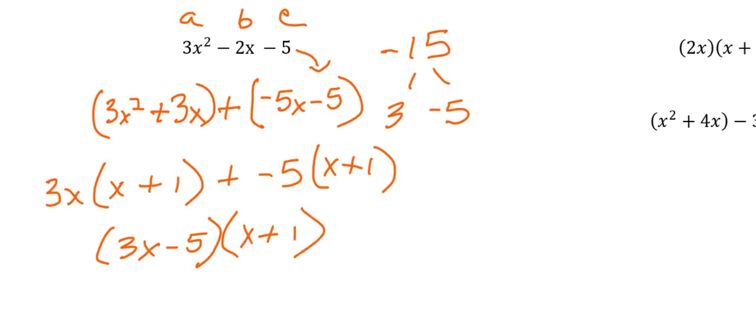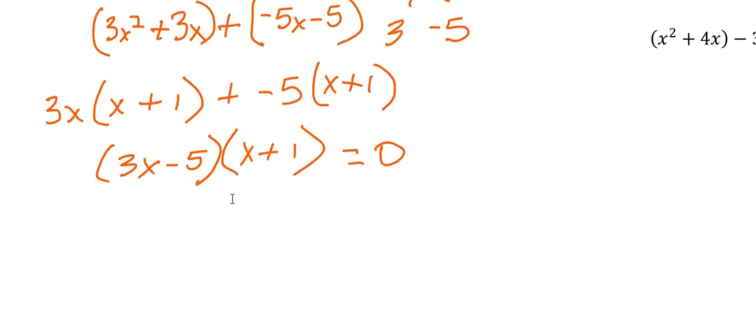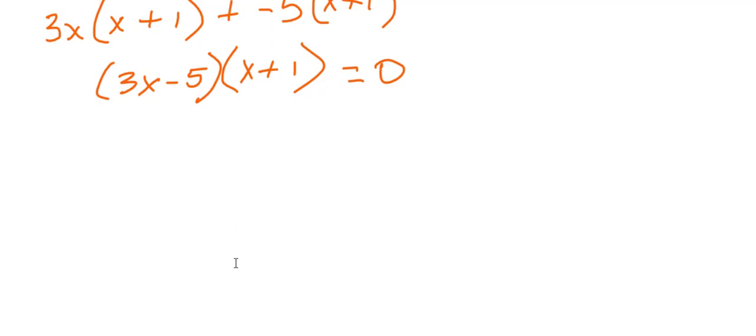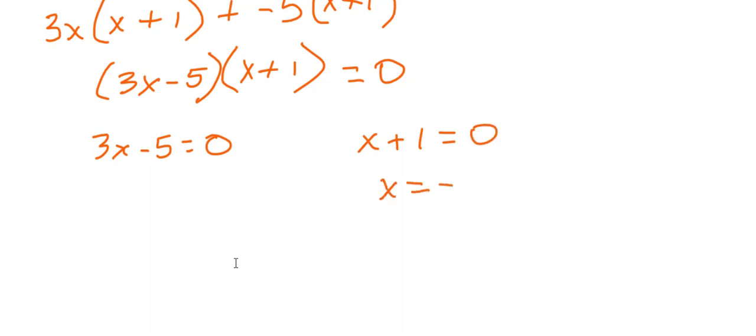Okay? Now, at this point, I'm going to use the zero product property to solve this, which basically means that I have this equal to 0. In order for this to equal 0, either this has to equal 0, or this has to equal 0, or both of them have to equal 0 for this to be equal to 0. So, let me scroll up a bit. Here, on this first one, basically, 3x minus 5 equals 0. And then x plus 1 equals 0. So on this one, it's just a one step. You know that x equals negative 1.